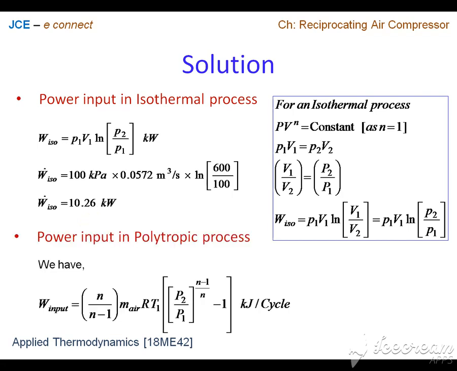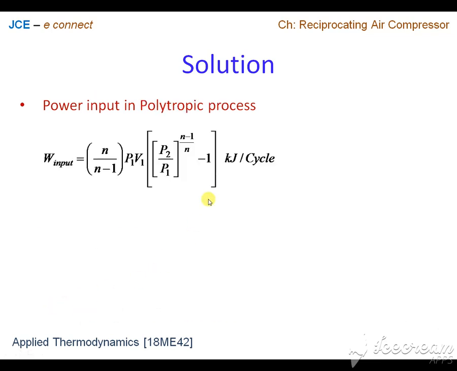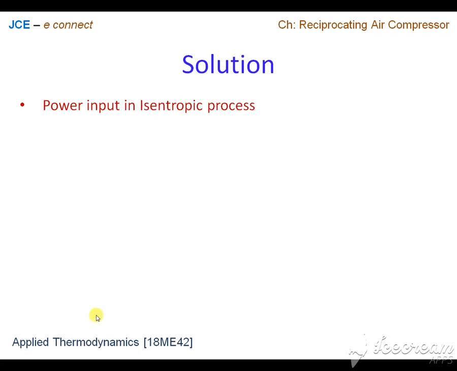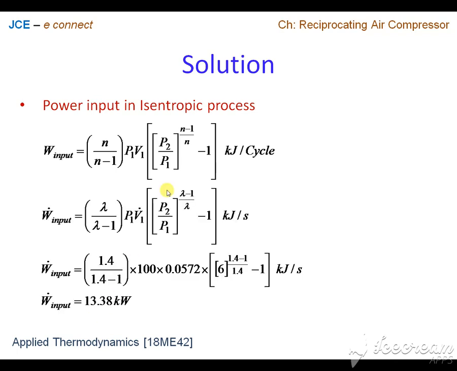And for polytropic process, we have the straightforward equation and we replace MRT1 with P1 V1 to express W in terms of power, and we get the equation shown here, and the work power input for a polytropic process comes to 12.7 kilowatt. Similarly, for the isentropic process, we use n is equal to gamma is equal to 1.4. We get work done relation as 13.38 kilowatt.